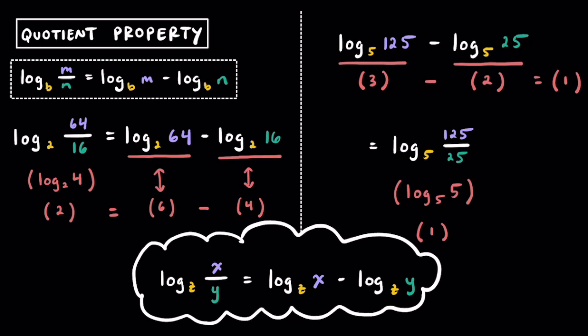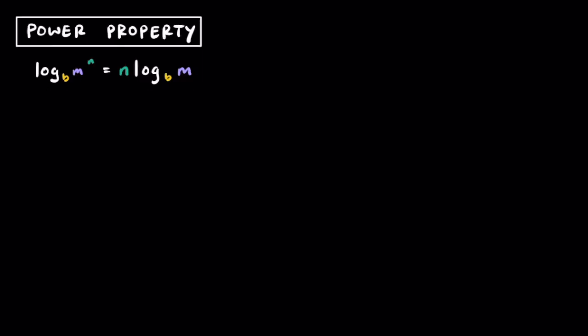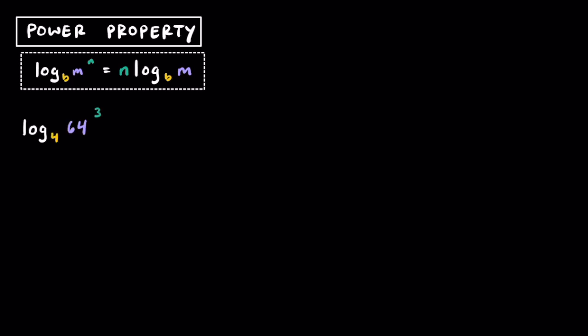And again, stay away from values that are 0 or negative, or just say positive numbers in general, and this will work out. Now let's talk about the power property. This states that log base b of m to the n power is equal to n times log base b of m. Let's take a look at log base 4 of 64 raised to the 3rd power.